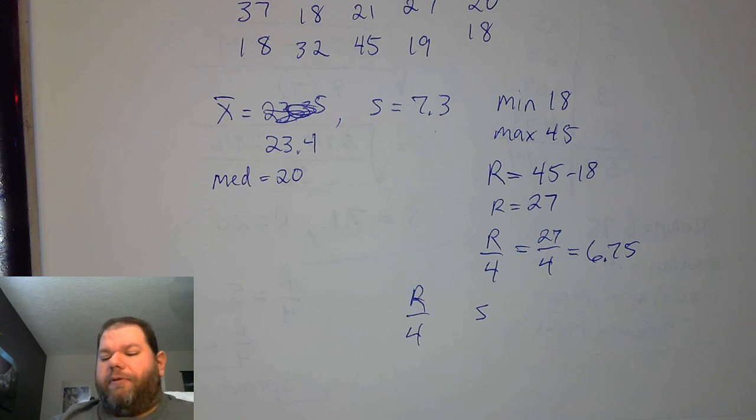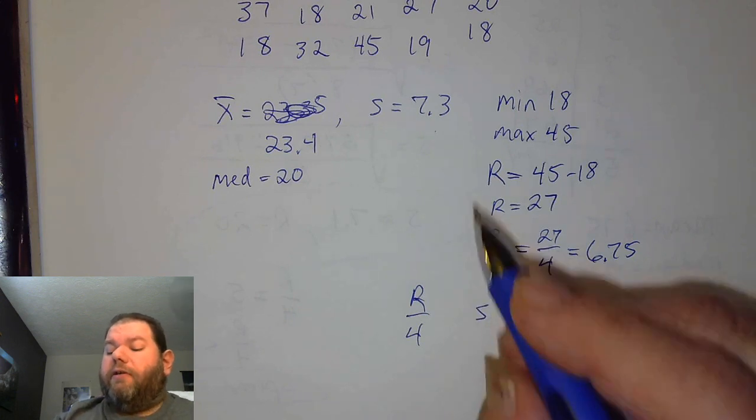Yeah, we should probably say 6.8 there. True. Skewed left. It's still less than, isn't it?